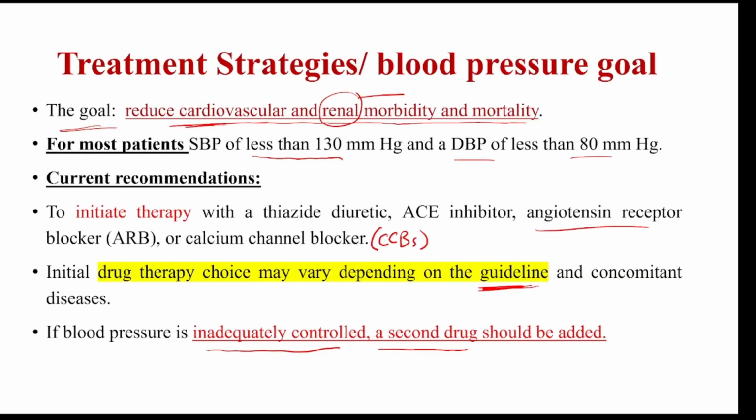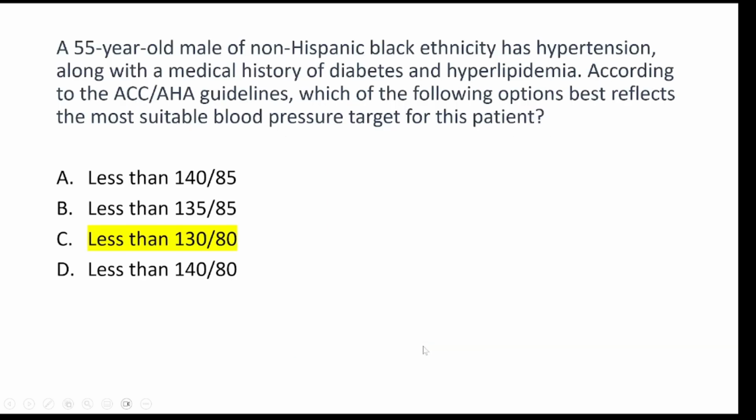So I'll go back again to remind you of the goals and strategy. Now we have a patient, a 55-year-old male, non-Hispanic black ethnicity, who has hypertension, along with a medical history of diabetes and hyperlipidemia. So we have 3 main diseases: hypertension, diabetes, hyperlipidemia. According to the American Heart Association and ACC, which of the following options best reflects the most suitable blood pressure target for this patient?